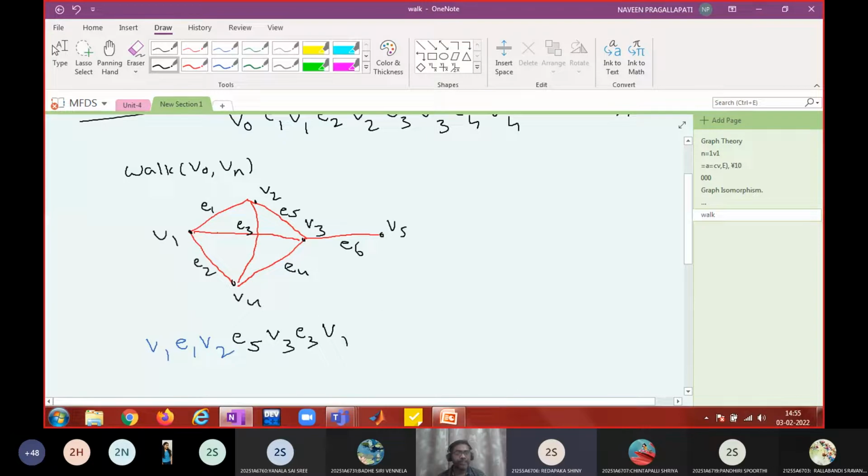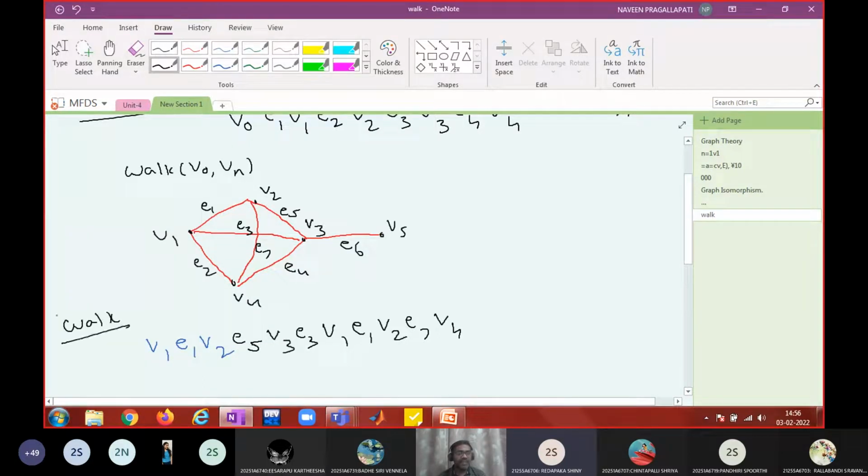Again from V1 to V2 I go along E1, because E1 is connecting to V2. Now from V2 I'm going to V4. How did I name this edge? It should be E7, right? So from V2 along E7, and E7 is going to V4. So this is a walk.